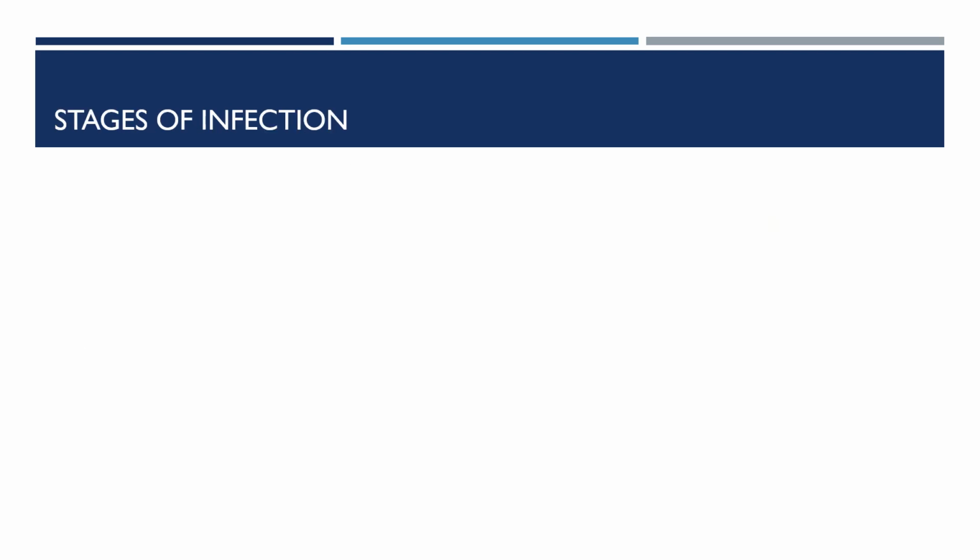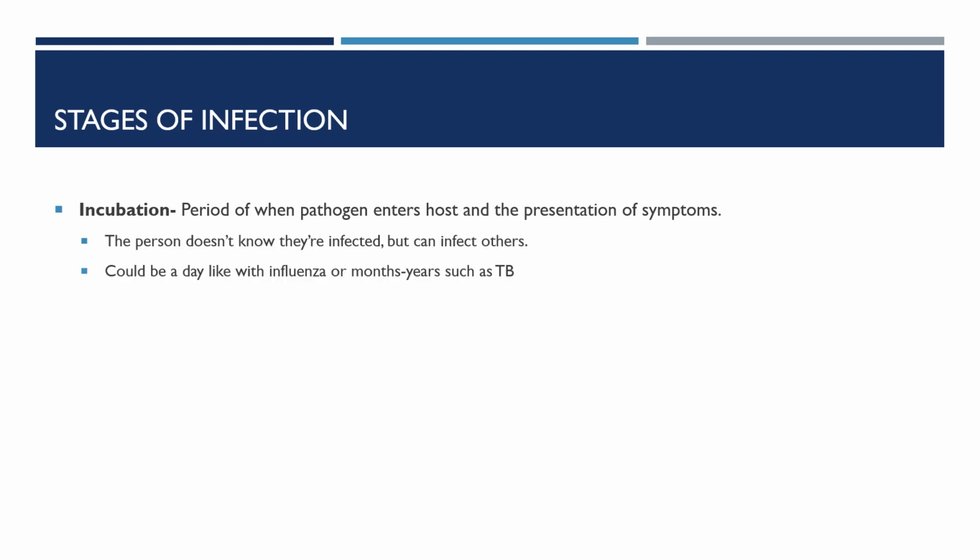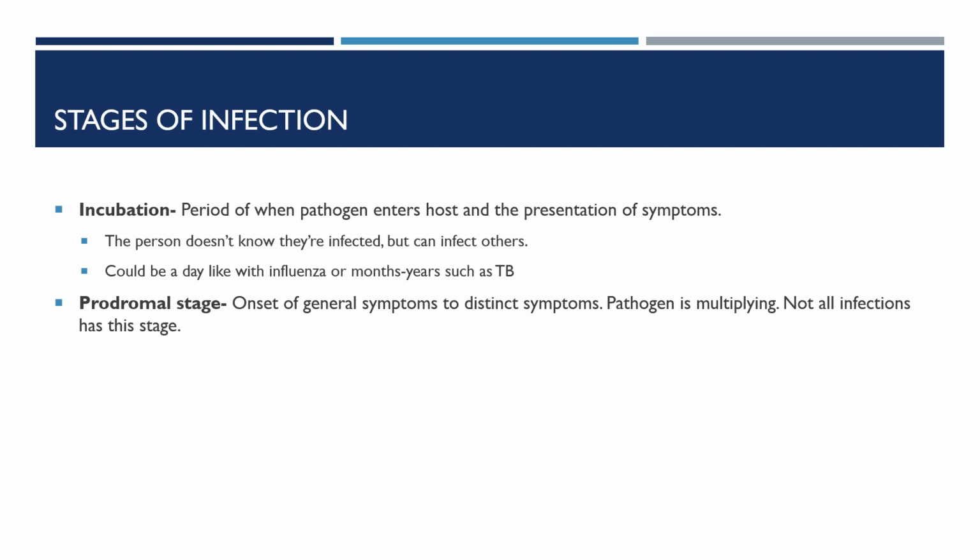So let's talk about the stages of infection. The first stage is incubation. This is the period when the pathogen enters the host, before the presentation of symptoms begins. The person doesn't really know that they're infected yet, but during this time, they can infect others. Usually it only lasts about a day, such as with influenza, but with something like tuberculosis, it could be months to years, okay?